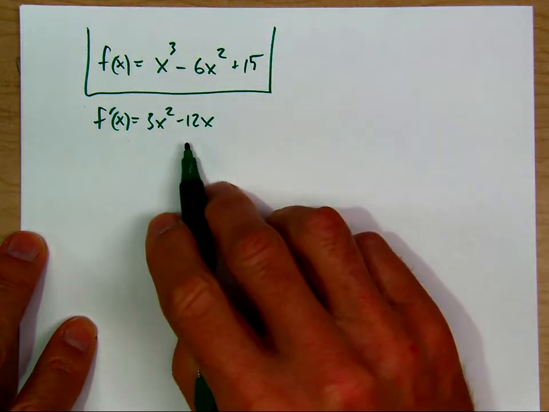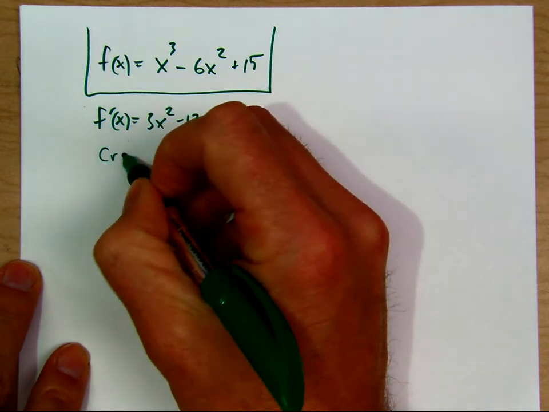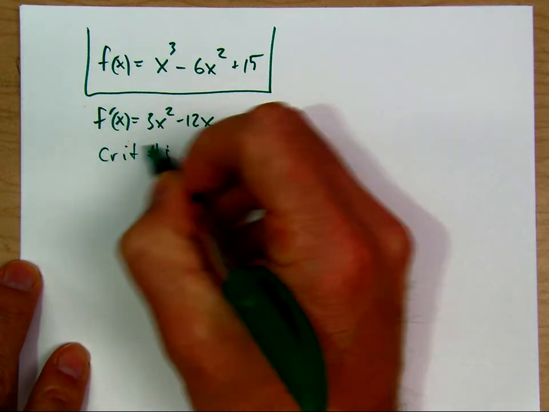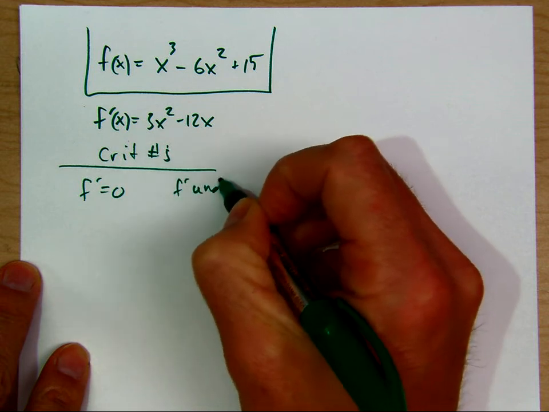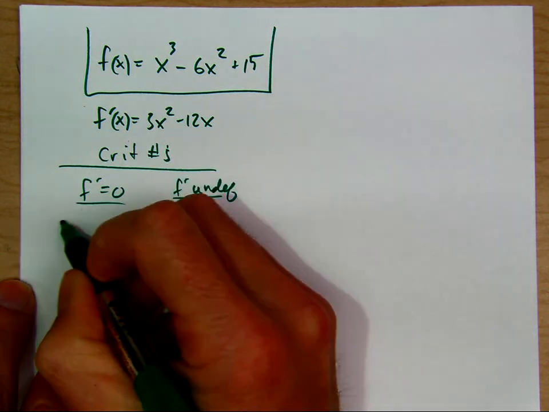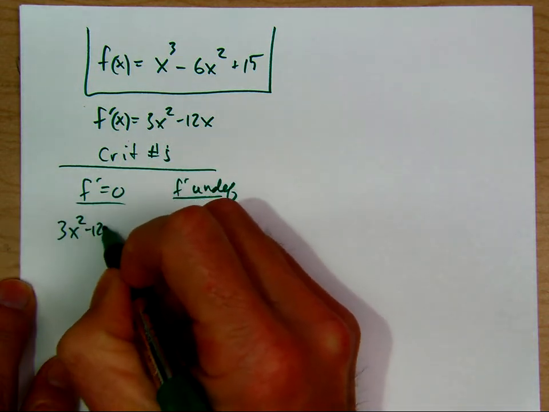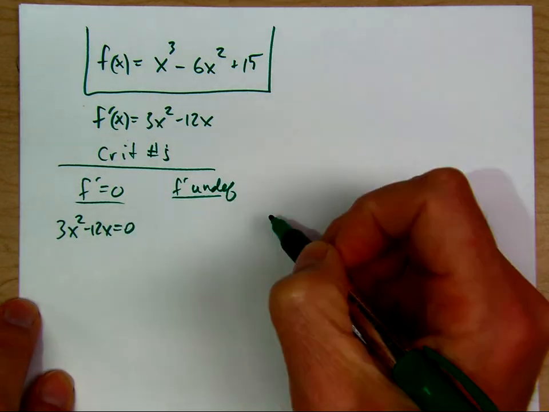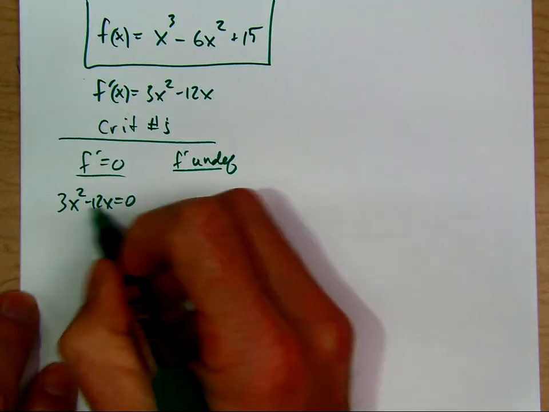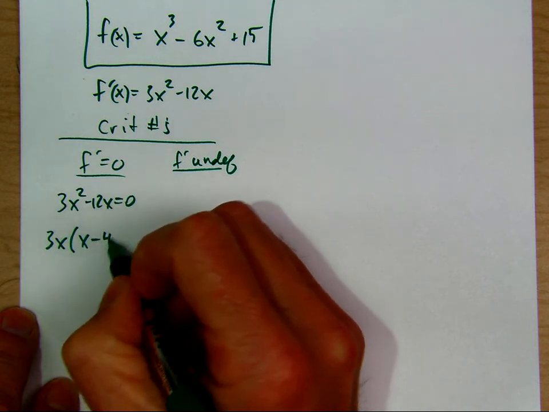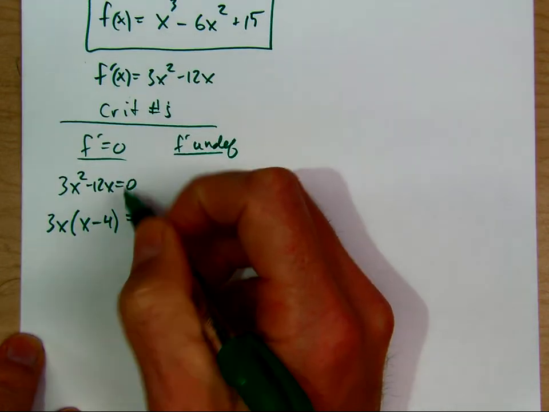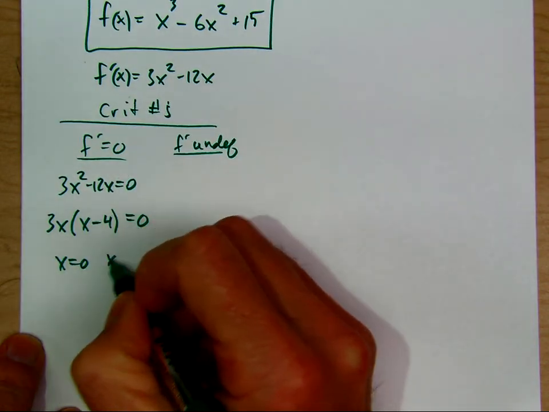We'll do the derivative. We want to find the critical numbers. That's where f prime is 0 or f prime is undefined. f prime equals 0. And we can factor out 3x. So we're left with x minus 4. And that gives us x equals 0 or x equals 4.